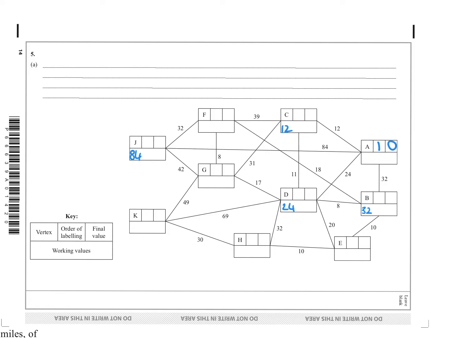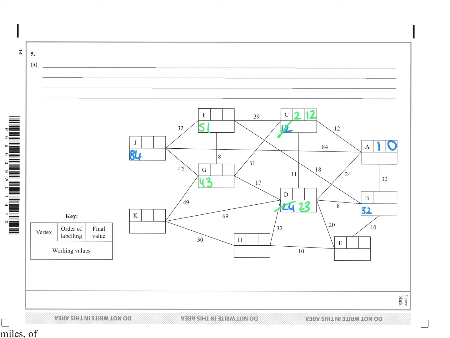So, where now is the lowest working value? That is 12, isn't it? So this is the second place we visit with 12. Now we're at C. From C, where can we go? We can go down to D, which is 11. So 11 plus 12, 23. That is actually smaller. From C, we can go to G, which is 12 plus 31, 43. And then from C, we can go to F, 12 plus 39, 51.